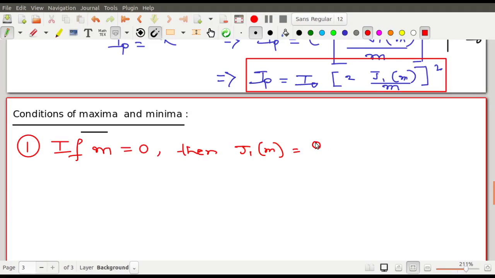Again, you have to wait for 3 months, then you will understand. So if the value of m is 0, then J1(m) is 0. You just need a few properties of J1(m), nothing other than the properties of J1(m). Just take a look, everything will be clear. So then J1(m) equals 0.